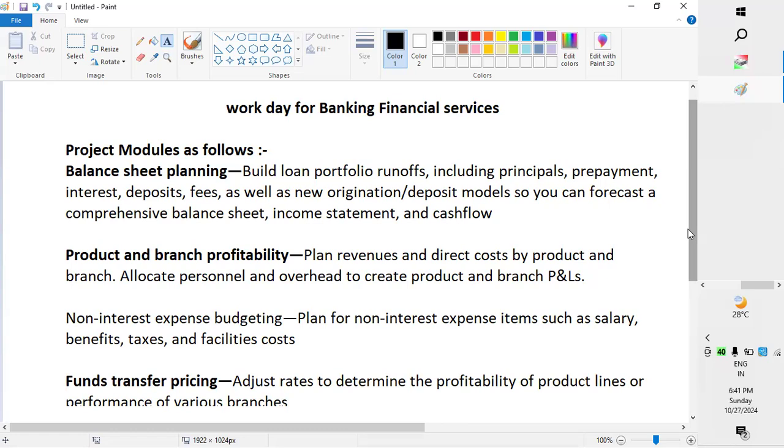This is about Workday for banking and financial services, especially from the business analyst point of view, which is what you must be doing. And this is what you're going to start from tomorrow, because I have given the basics and everything. Now it's time for us to work on the project part. So balance sheet planning, product and branch profitability, all that, I'm going to discuss from tomorrow onwards. Okay. See you. Bye.